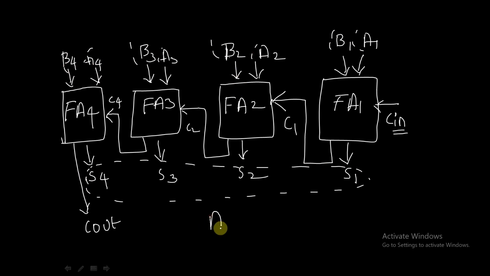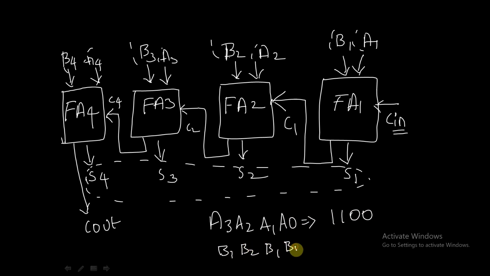So if A3, A2, A1, A0 is, let's say, 1 1 0 0, and B3, B2, B1, B0 are 0 1 0 1, like this we will add 4 bits together. Since there are only 4 bits, there are 4 full adders, and if we have more bits, we will have more full adders. So that was about the ripple carry adder.